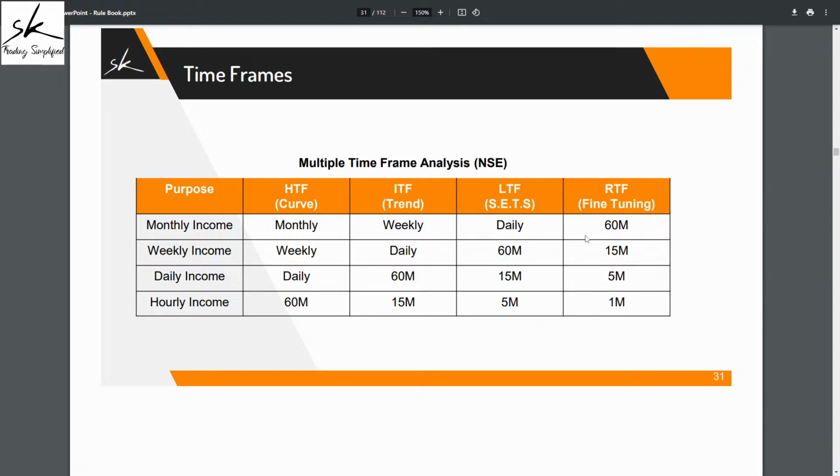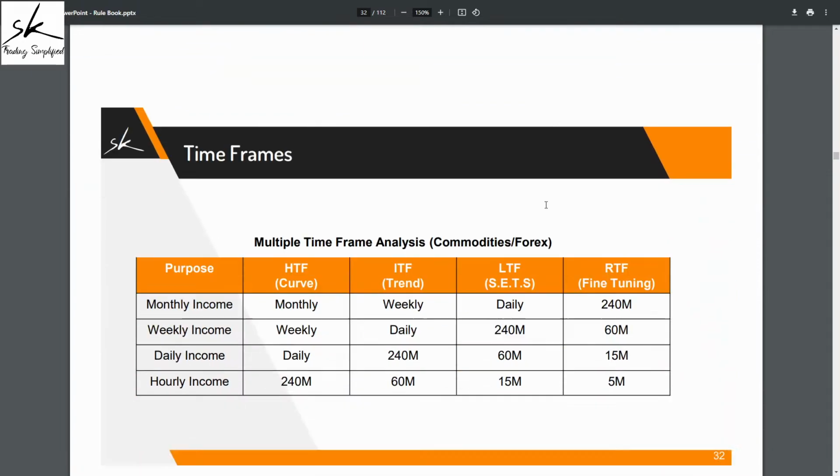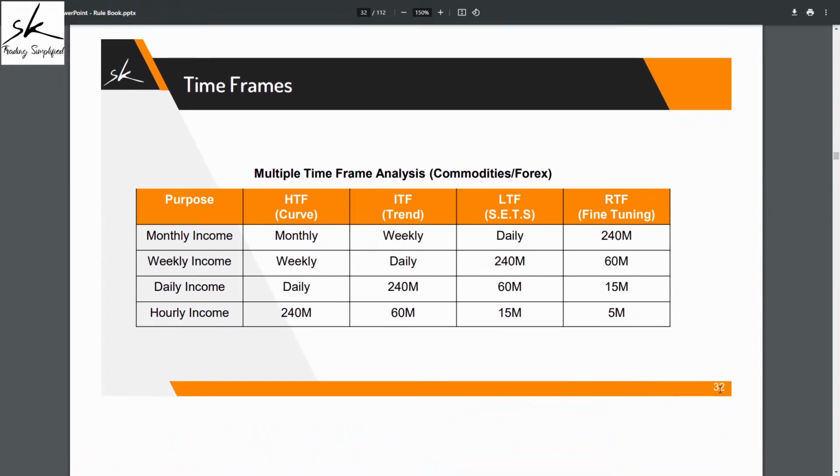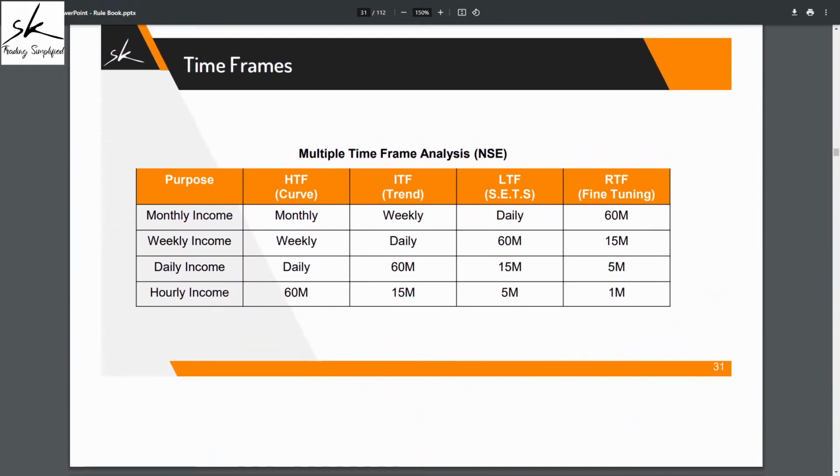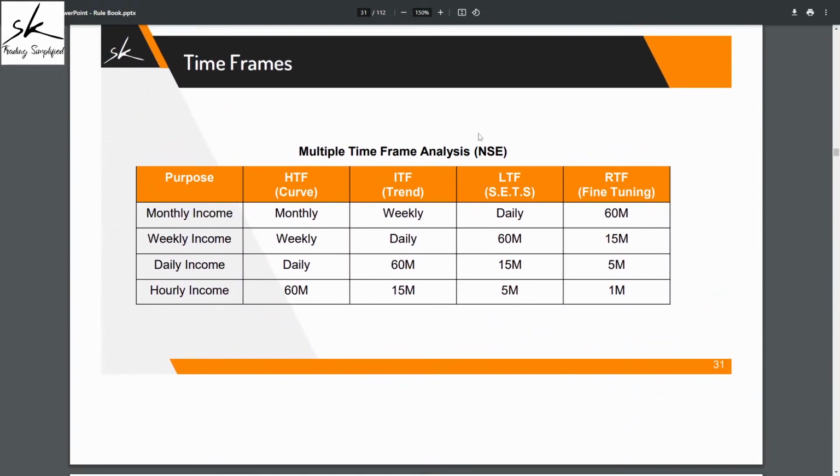But if you're trading markets which are open for longer durations, then you can refer to this table, which is on page number 32. Like for commodities, for forex, for cryptos, right? These markets are open for longer durations. That is where you can use these time frames. And for the NSE specifically, which is only open for about, like I said, 6 hours 15 minutes, you can refer to this table.